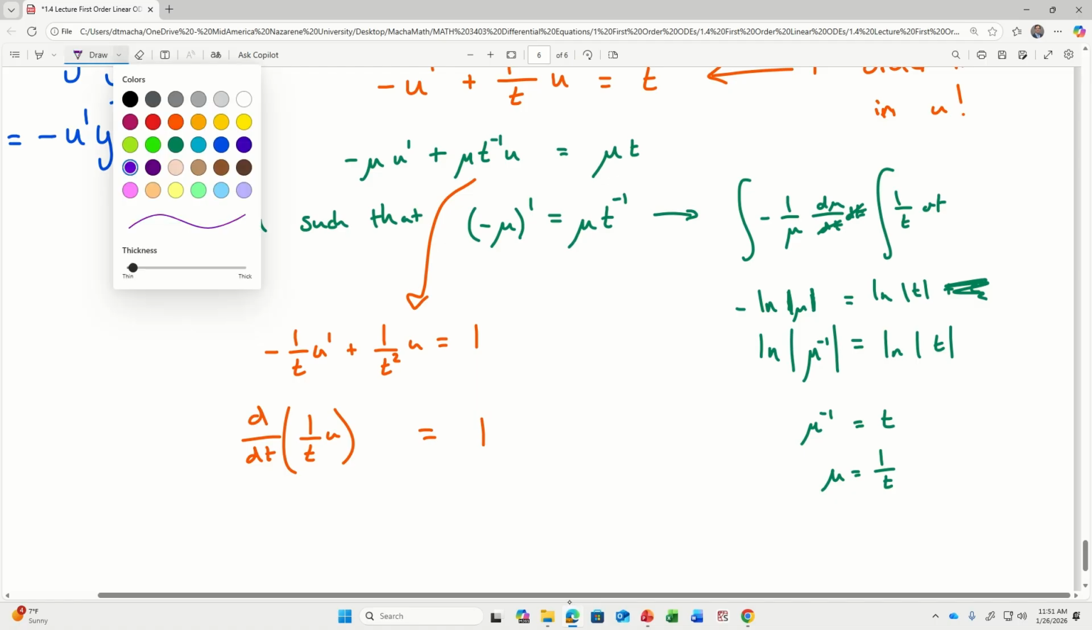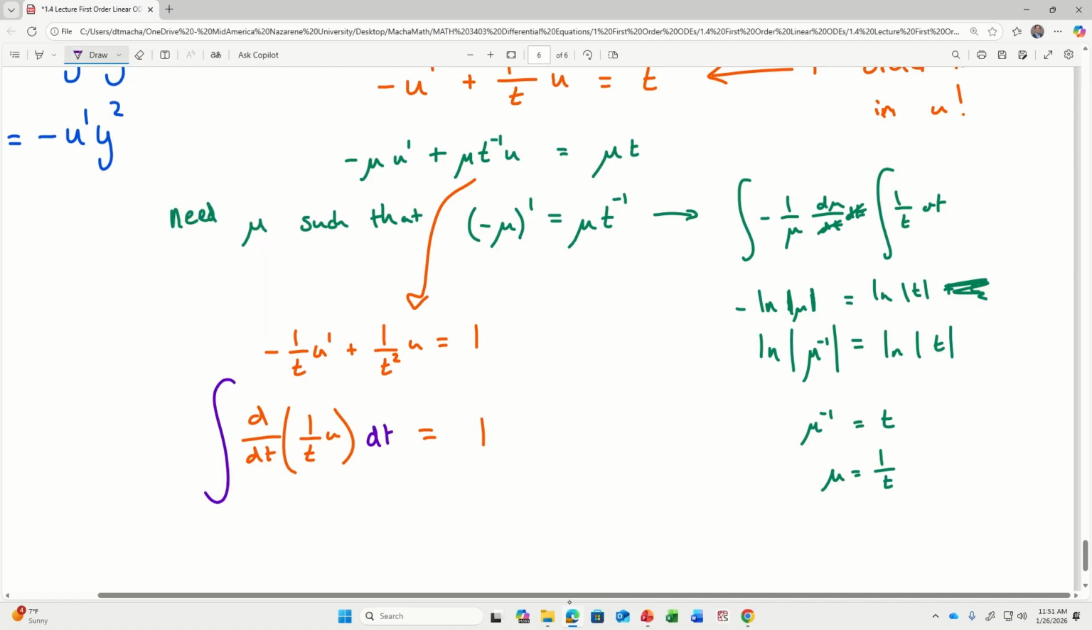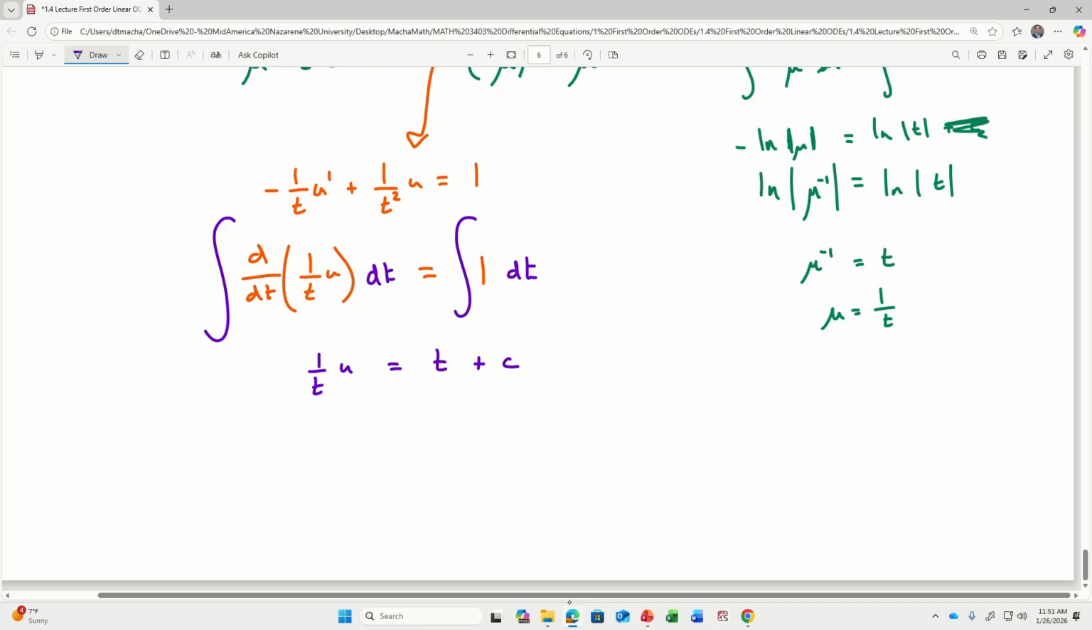Now, we need to take the antiderivative of both sides with respect to t. On the left-hand side, the derivative and the antiderivative cancel. On the right-hand side, the antiderivative of 1 is t plus a constant. And then multiply both sides by t, and we find that u is equal to t squared plus ct.